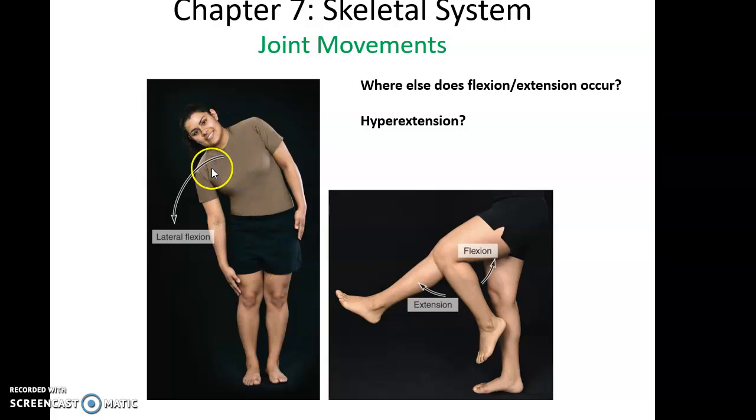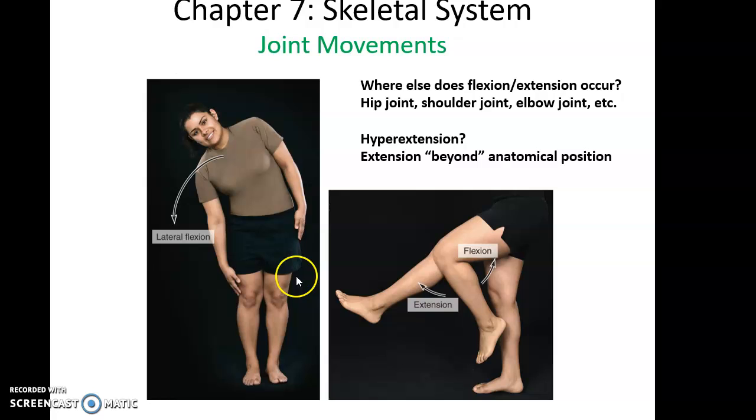Lateral flexion is when you bend the vertebral column to the lateral side. Now there's also a movement called hyperextension. Hyperextension is when the extension continues past that straight line position. You cannot do hyperextension with the knee or the elbow. But there are other joints where you can. So for instance, the shoulder joints, the hip joints, the wrists, all allow for hyperextension.